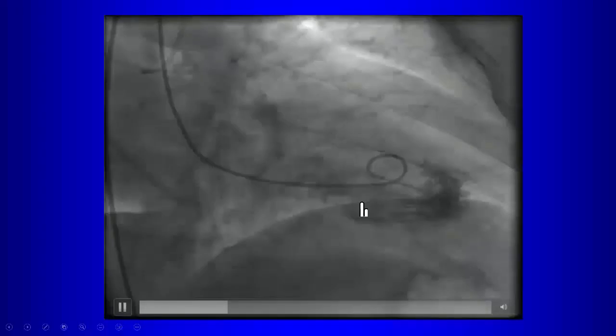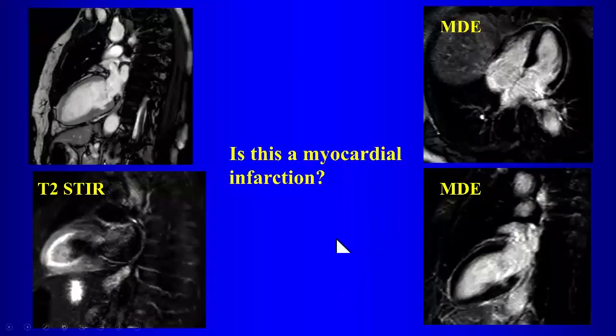So there's a wall motion abnormality there in the apex of the ventricle. Here on this left ventricular gram, we can see that that certainly confirms that wall motion abnormality in the apex of the ventricle, right? That apex is not contracting well, okay? So we need to look at myocardial delayed enhancement. Here, by the way, is a T2 weighted image.